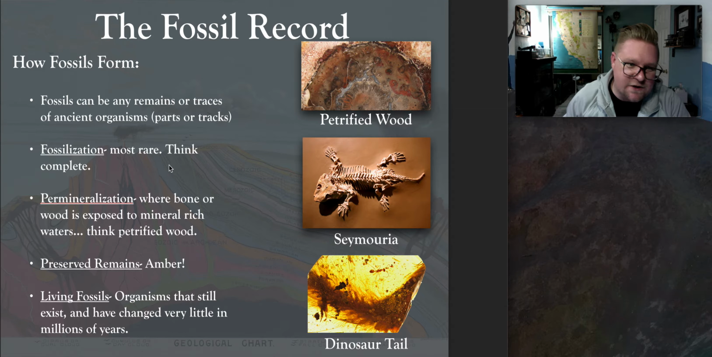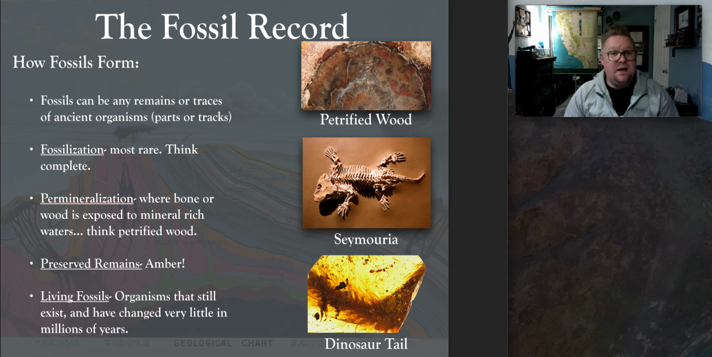So anyway, fossilization, that's the most rare. You have to think complete. Why is that rare? Well, you need the appropriate environments, but the big one is that most animals, when they die, were picked apart by scavengers. So it was very rare that it would just lay down and then everything was perfect.